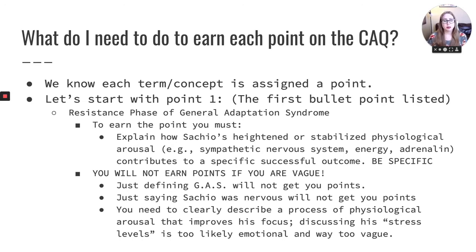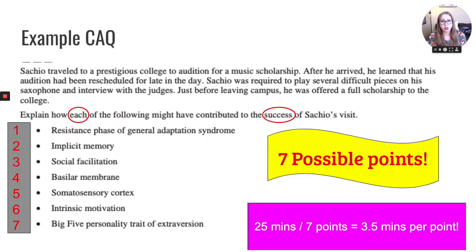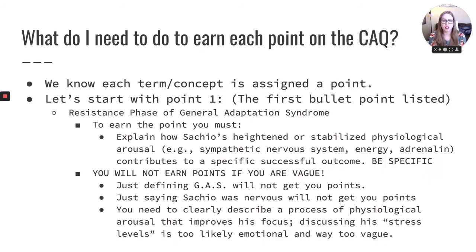So we're just going to be looking at the first bullet point here, which was the resistance phase of general adaptation syndrome. So we're just going to look at what your individual paragraph response would be to get point number 1. And then once you get the hang of that, you can go through and practice how you would get point number 2, 3, 4, 5, 6, and 7.